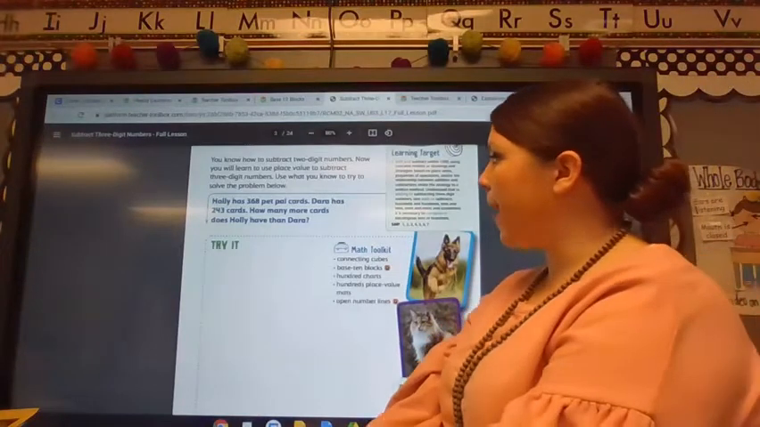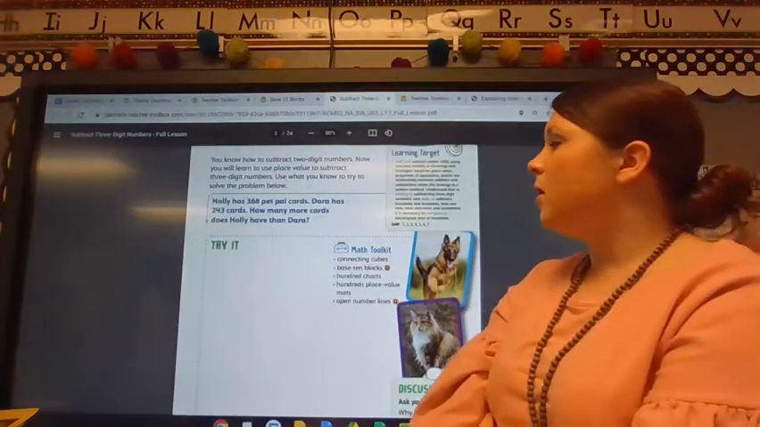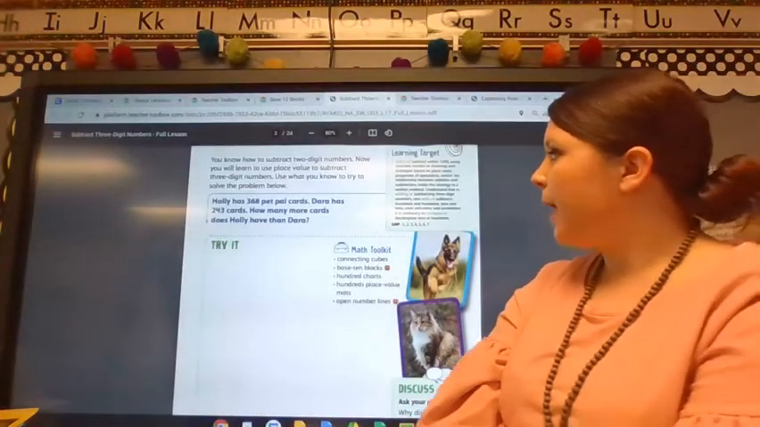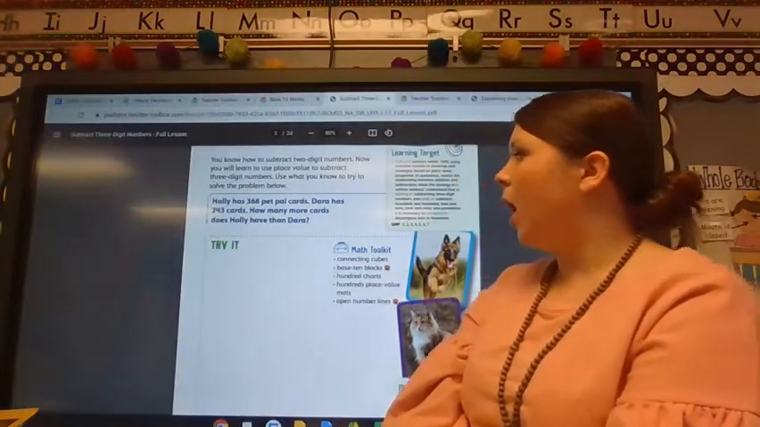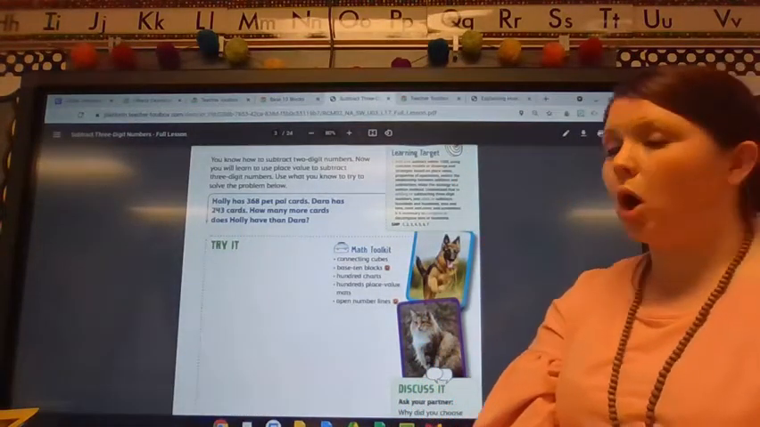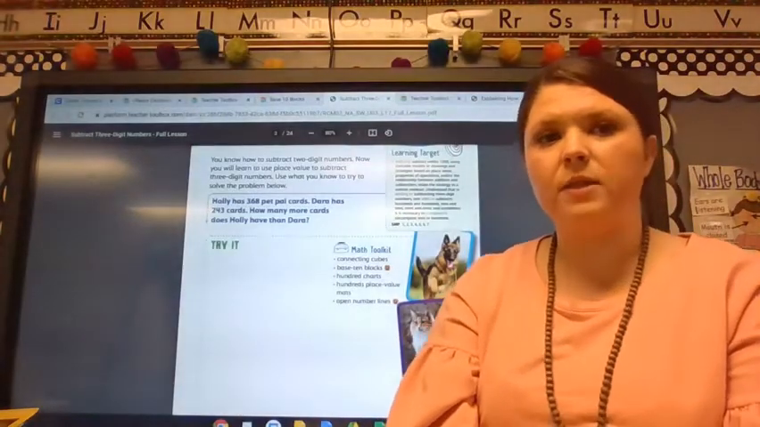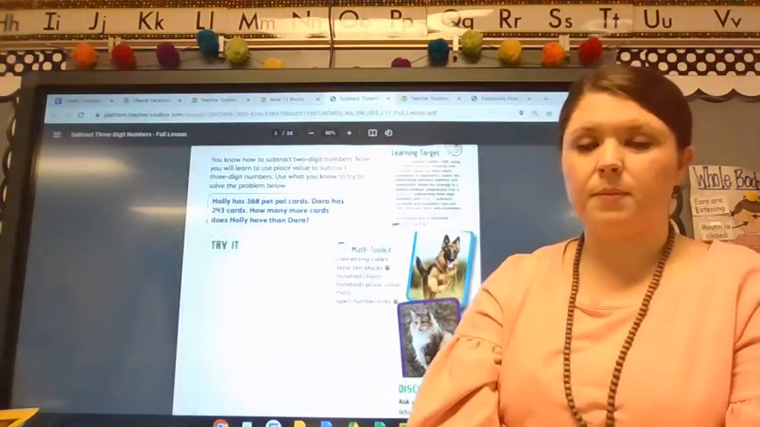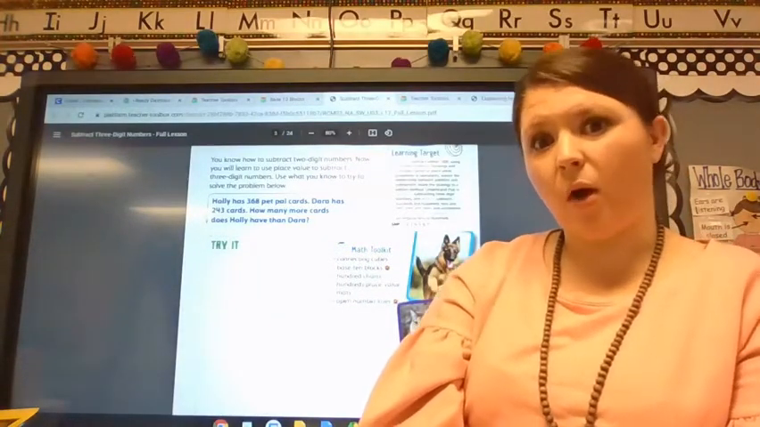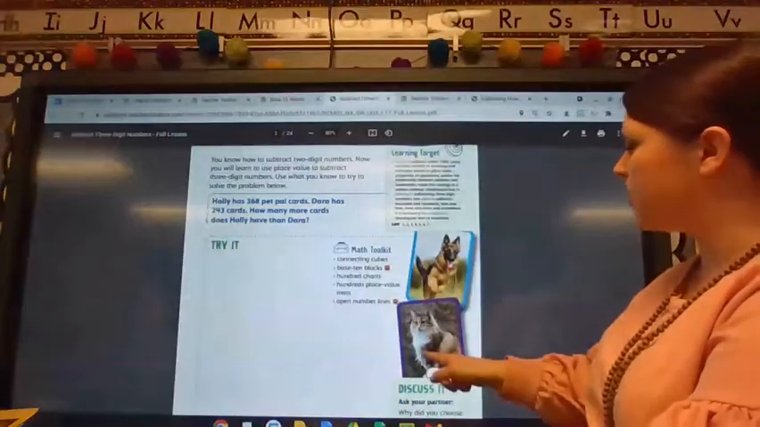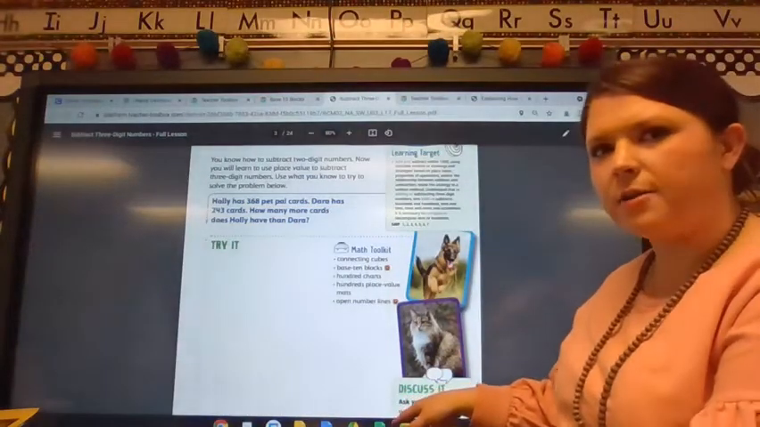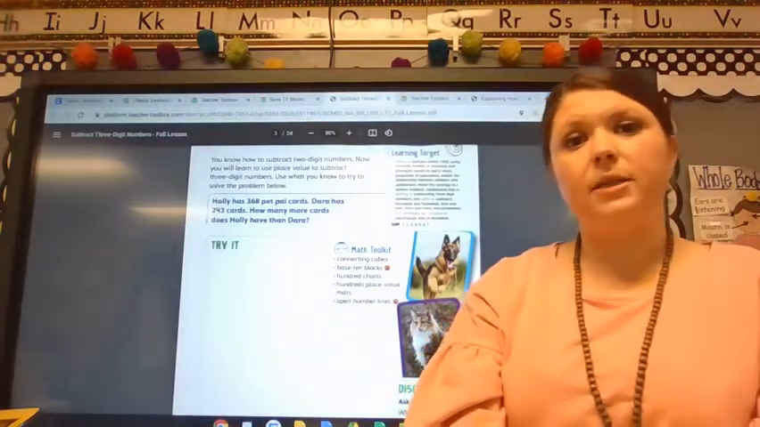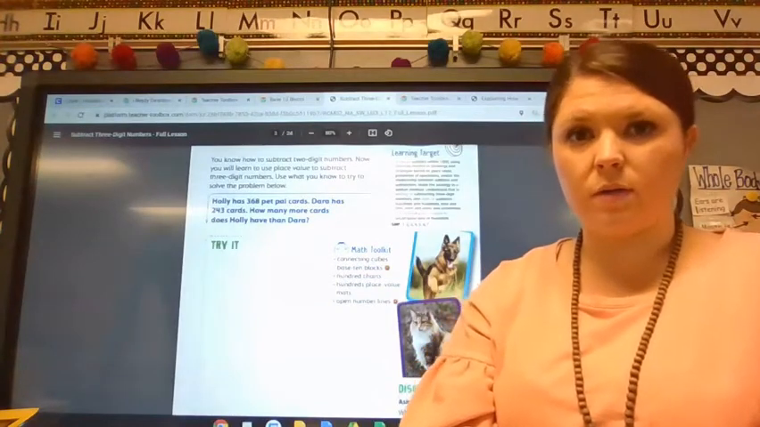368 Pet Pal cards. Dara has 243 cards. How many more cards does Holly have than Dara? So I want you to retell this problem in your own words. We know Holly has some Pet Pal cards. I'm guessing these are Pet Pal cards, kind of like Pokemon cards, but they're pets instead, right? So Holly has some Pet Pal cards and Dara has some Pet Pal cards, okay?